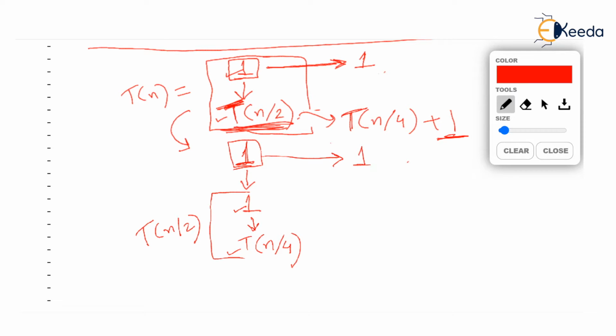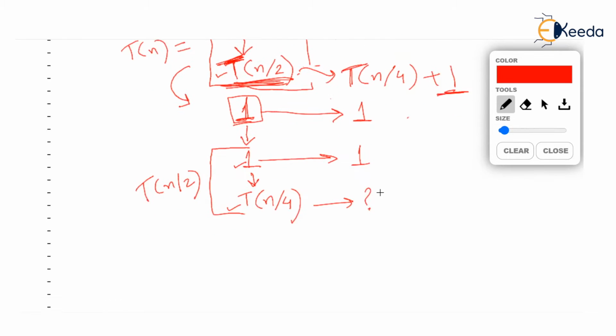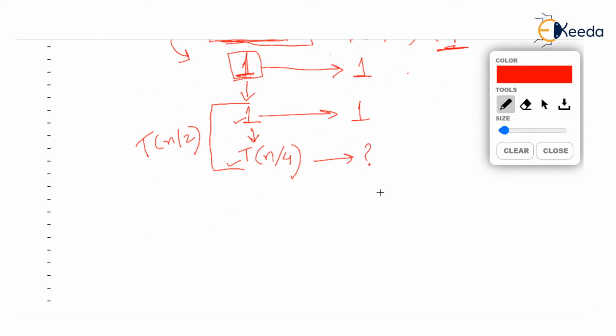Cost of root was 1. The child of root also has cost 1, but we don't know the cost of Tn by 4, and hence we extend the tree. So what will be the tree now? Of course, now you might have understood that Tn by 4 is nothing but Tn by 8 plus 1. So we will get 1 followed by child 1 followed by child 1, and the child of this one is going to be Tn by 8.